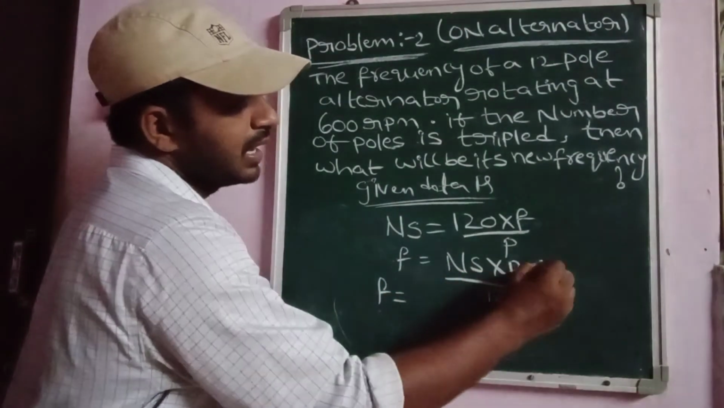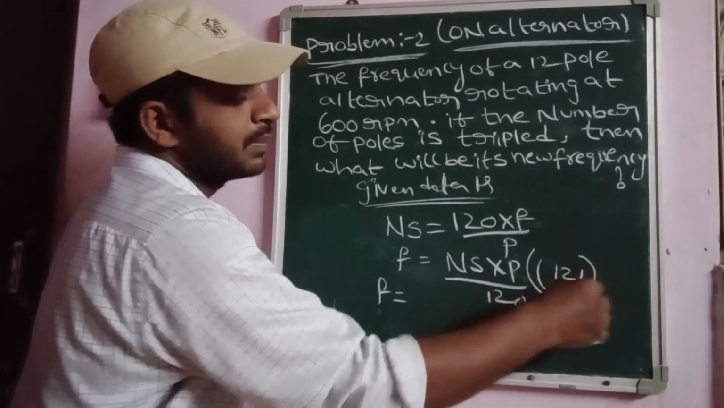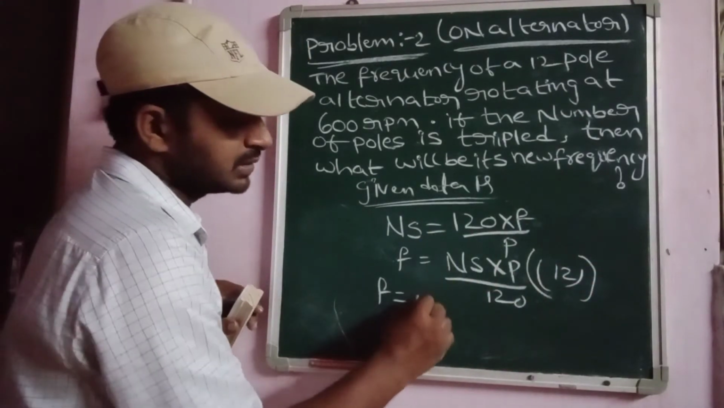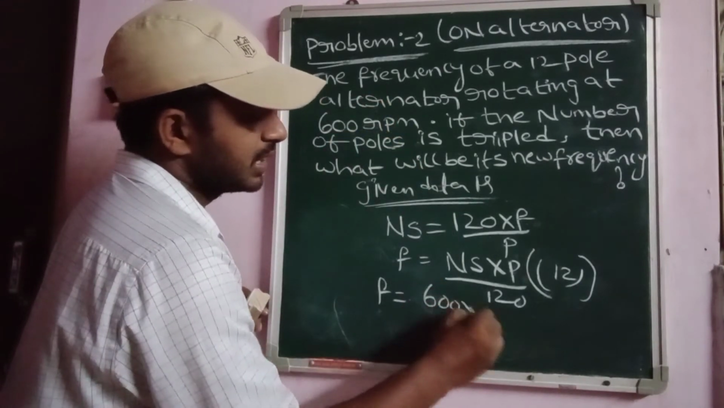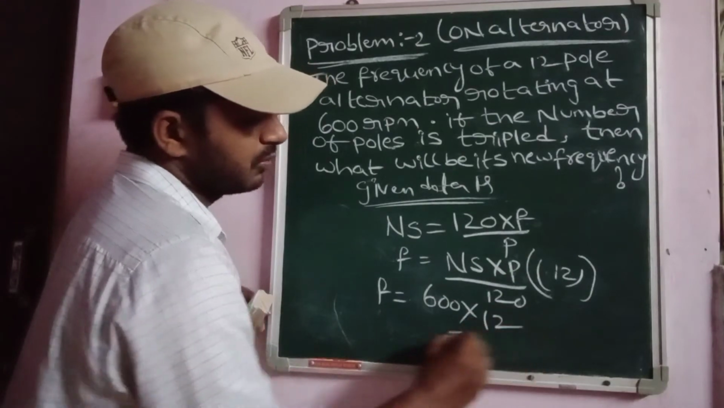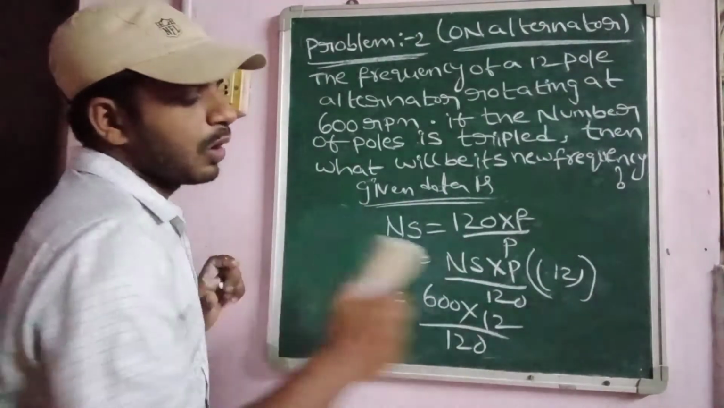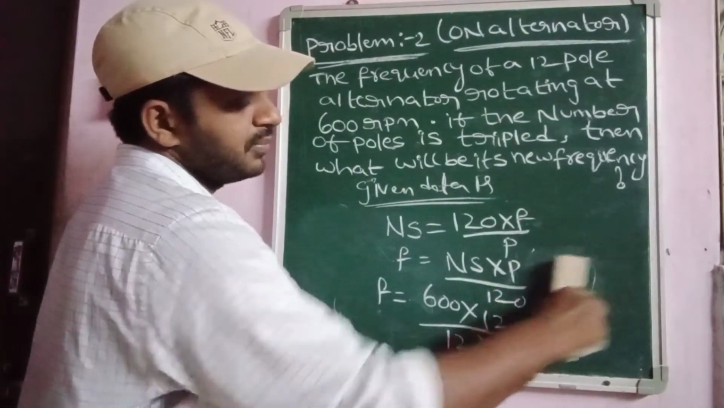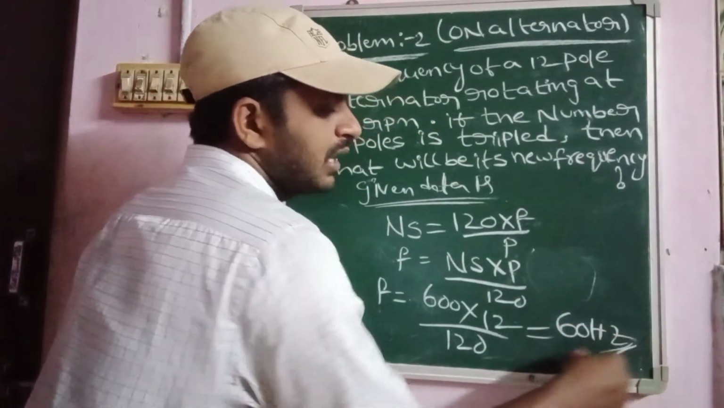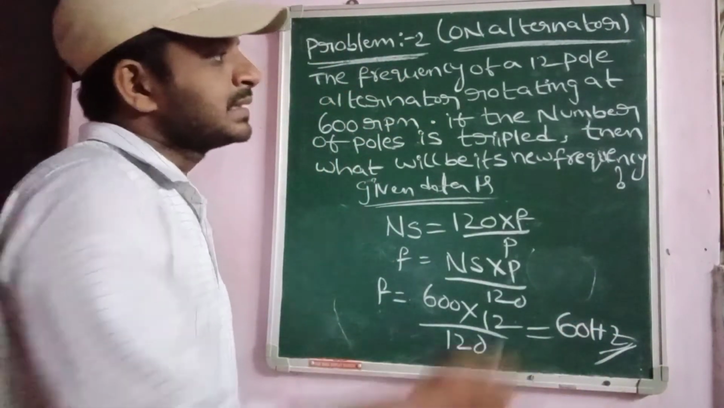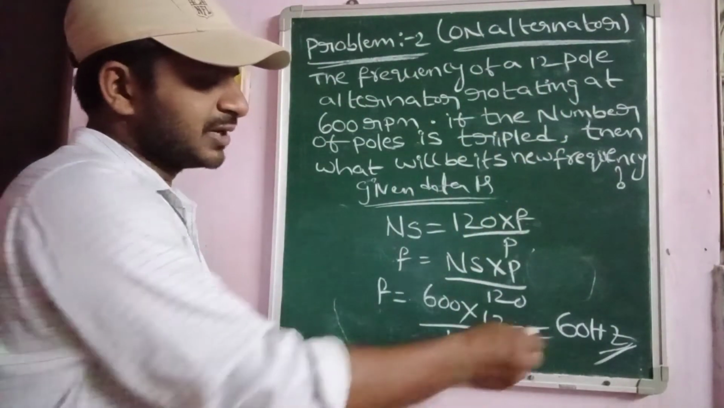At initial condition, at P is equal to 12, దగ్గర మనం ఇనిషియల్ ఫైండ్ అవుట్ చేస్తాం ఇక్కడ. అప్పుడు ఏమొస్తుంది మనకి, Ns అంటే గివెన్ డేటా 600. సో 600 ఇంటూ, నెంబర్ ఆఫ్ పోల్స్ 12, by 120. 600 into 12 by 120. Okay. So we are getting 60 Hz. The total frequency will be 60 Hz at P is equal to 12. Okay, so this is the total frequency.